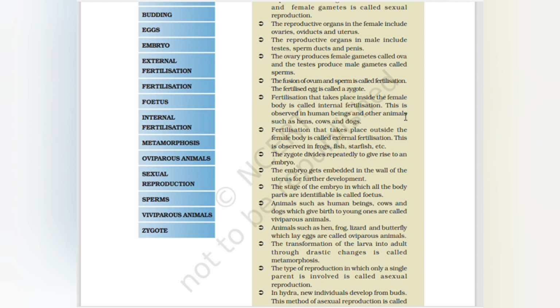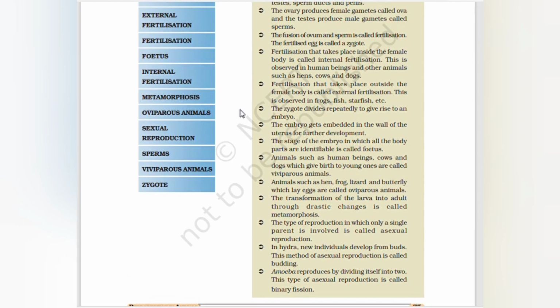Fertilization that takes place inside the female body is called internal fertilization. This is observed in human beings and other animals such as hens, cows, and dogs. Fertilization that takes place outside the female body is called external fertilization. This is observed in frogs, fish, starfish, etc. The zygote divides repeatedly to give rise to an embryo. The embryo gets embedded in the wall of the uterus for further development. The stage of the embryo in which all the body parts are identifiable is called fetus. Animals such as human beings, cows, and dogs that give birth to young ones are called viviparous animals.